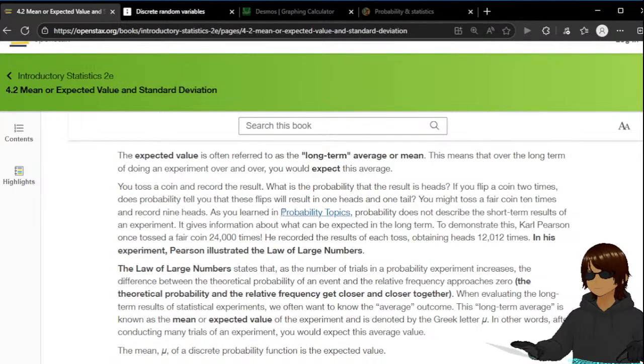As you learn in probability topics, probability does not describe the short-term results of an experiment. It gives us information about what can be expected in the long term. To demonstrate this, Karl Pearson once tossed a fair coin 24,000 times. He recorded the result of each toss, obtaining heads 12,012 times. In this experiment, Pearson illustrated the law of large numbers.